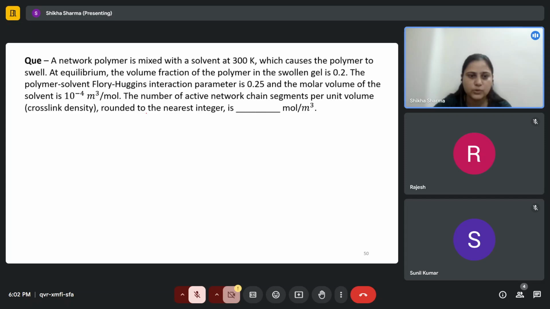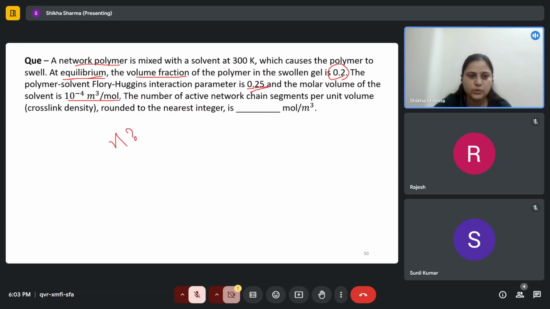So there is this network polymer in some solvent at 300 Kelvin, which causes the polymer to swell. At equilibrium, maximum swelling will be there. At that time, the volume fraction of the swollen polymer is given as 0.2. The chi value, the Flory-Huggins interaction parameter, is given as 0.25. The molar volume of the solvent is 10 to the power minus 4 meter cube per mole. We need to calculate the N value, which is the cross-linking density.